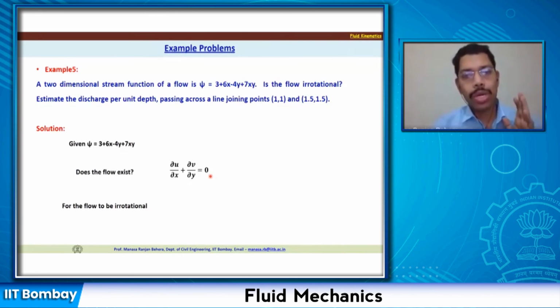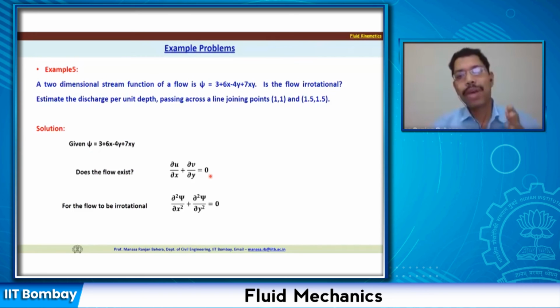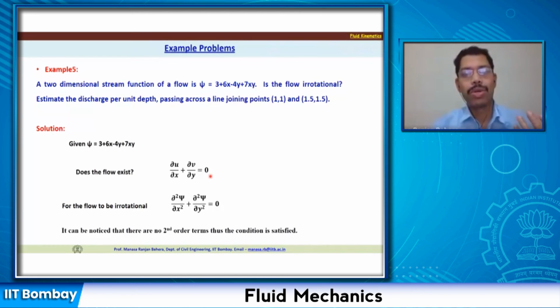Okay, so to get that, we have already seen either you can satisfy the rotational equation, you find out omega z, or you apply that to Laplace equation. So if you want to apply that to Laplace equation, that is ∂²ψ/∂x² + ∂²ψ/∂y² = 0. When you apply that, you see the psi function does not have any second order term, and when you take the second order derivative, obviously this will disappear. So it will become 0. Both continuity equation and irrotational condition are satisfied, so the flow is irrotational.